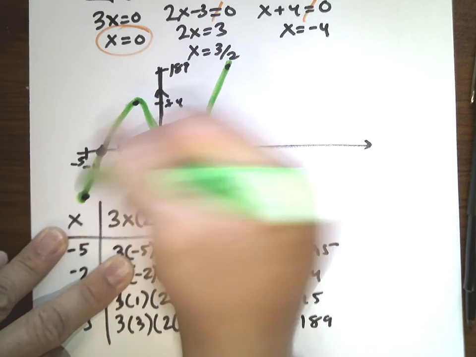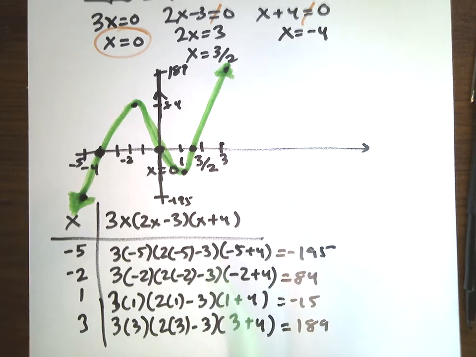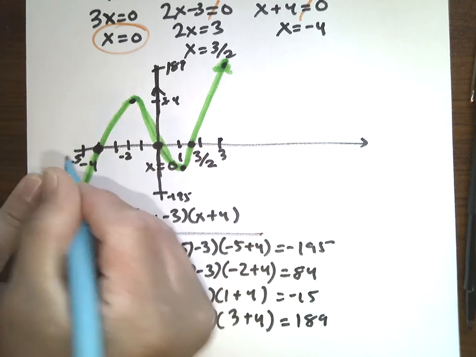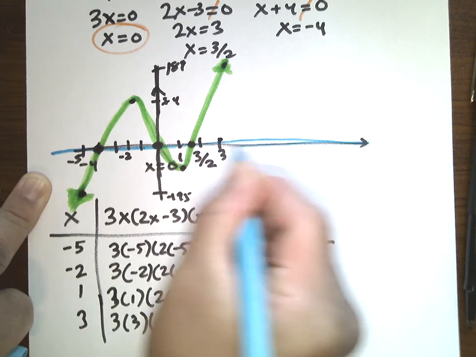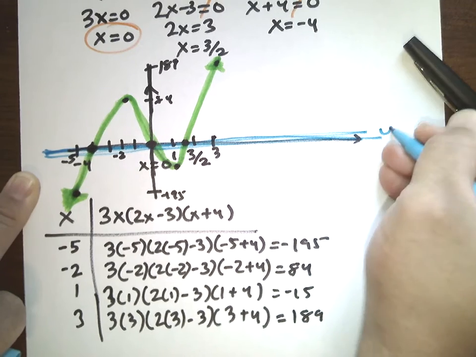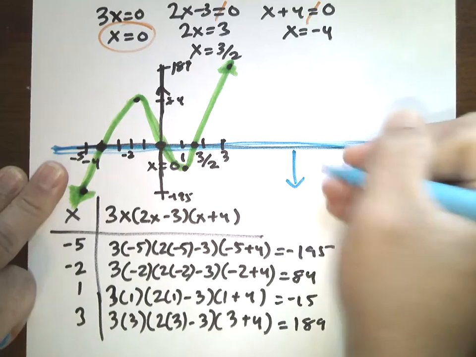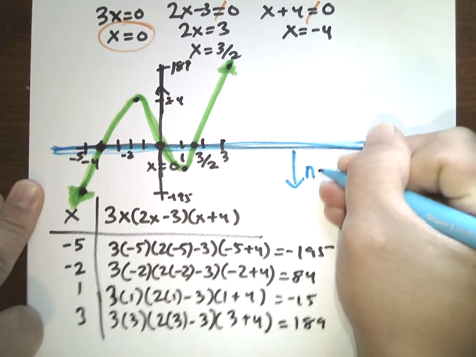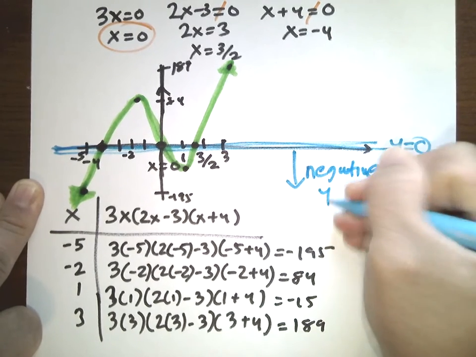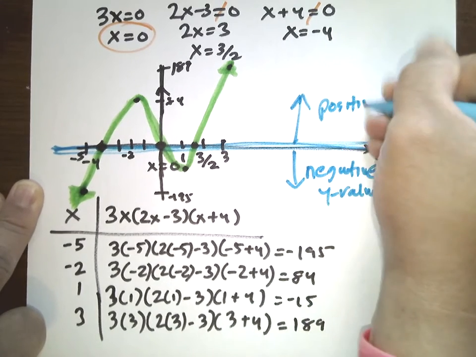All right, so now that I know what the graph looks like, think about this. This is where the dividing line is right here. This is where y is equal to 0. All of the negative y values are down here, and up here are the positive y values.